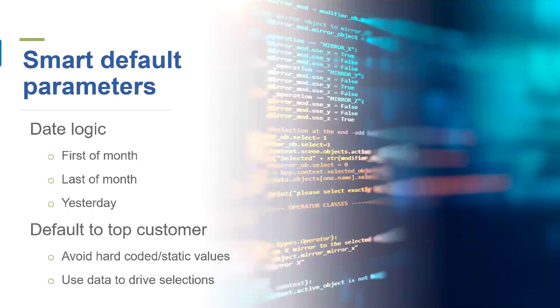So I'm going to do 2 examples. The first one is just some date logic. We can use functions like the first of the month, last of the month, yesterday, relative time functions. And the other example is, I've got just a pick list, but I always wanted to default to the top customer. Obviously, if I hard code that, that top customer might not be the top customer next month or after the next sales report, something like that. So we're going to have it use a dynamic top customer field to pick that.